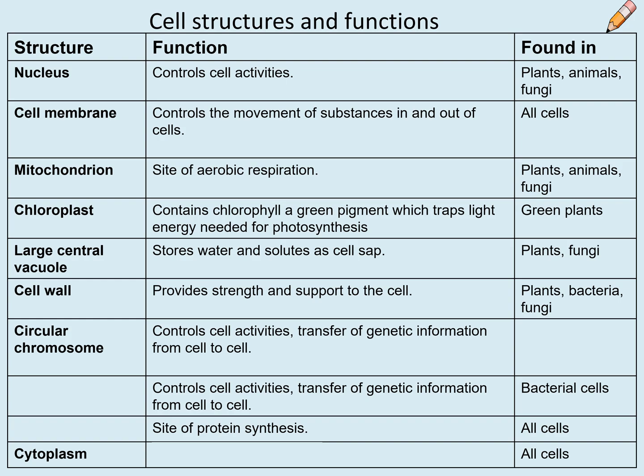So your circular chromosome, which controls cell activities and transfer of genetic information from cell to cell, is only found in your bacterial cell. And same with the next one, which is your plasmid, okay? So they both have the same function, so it controls cell activities and transfer of genetic information from cell to cell. Your next part, which is found in all cells, is the site of protein synthesis, which would be your ribosome.